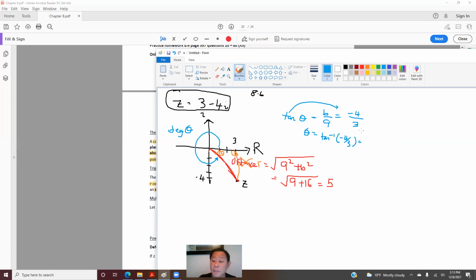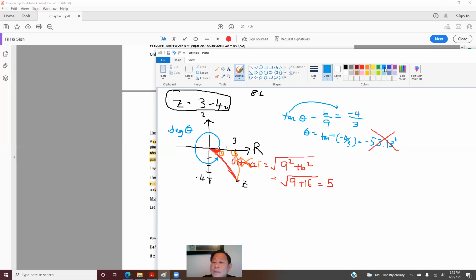So that will give me negative 53.13 degrees, if you put this in your calculator. However, negative 53.13 degrees is wrong because you are calculating this degree going clockwise. If you remember, negative angles mean you go clockwise, but we want to go counterclockwise.